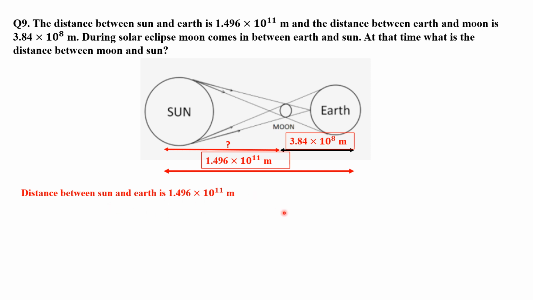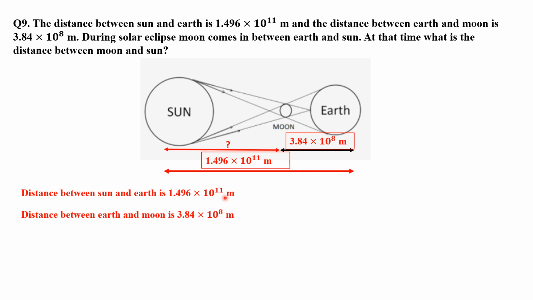So the distance between Sun and Earth is given as this. The distance between Earth and Moon is given as this. Now to find the distance between Sun and Moon, you have to subtract their distance. But you can do the subtraction only if the power of 10 is the same in both cases. Here it is 10 to the power 8, here it is 10 to the power 11. So again, I always say in such type of question, you have to make the power of 10 the same, right?